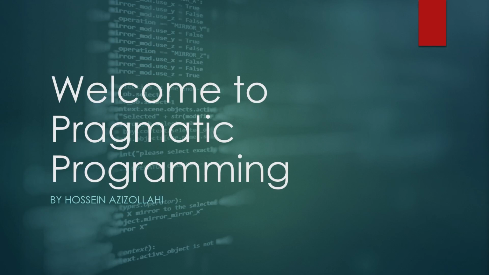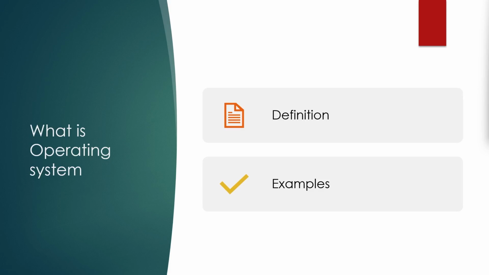In this episode, I'm going to talk about how computers work. So now let's talk about operating systems. In general, an operating system is a software that manages computer hardware, software resources, and provides common services for computer programs. On the one hand, operating systems schedule tasks for efficient use of the system and may also include accounting software for cost allocation of processor time, mass storage, printing, and other resources.